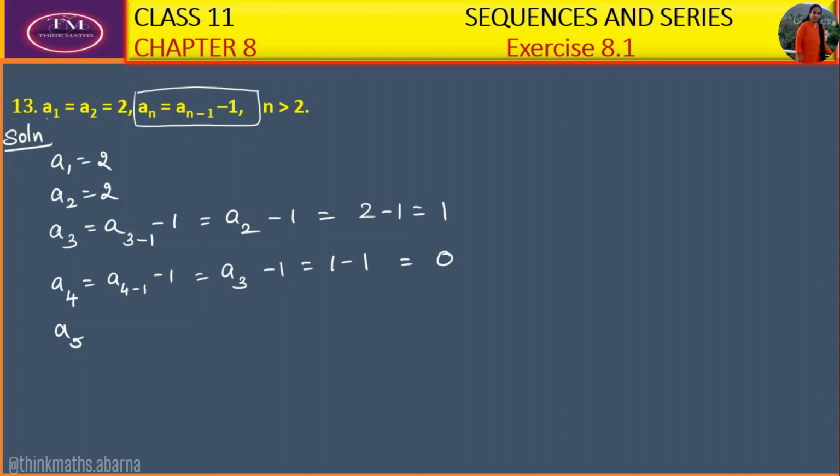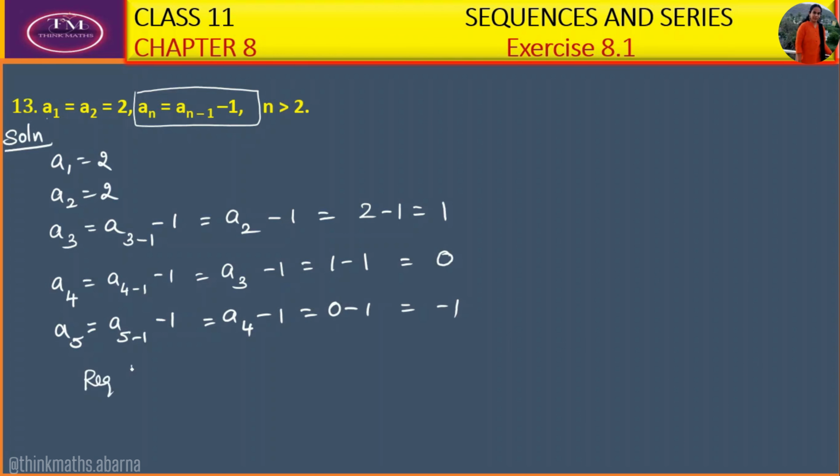Next A5. A5 is A5 minus 1 minus 4, which is equal to A4 minus 1. What is A4? It is 0. So 0 minus 1 is minus 1.